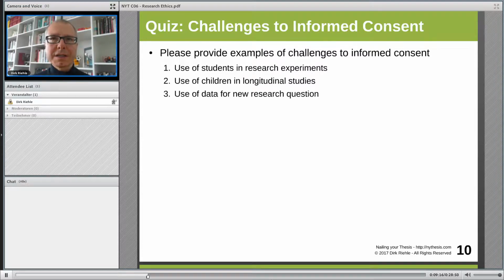So here's another quiz. What are challenges to informed consent? Is it so trivial or easy to get proper informed consent? TA, please discuss.